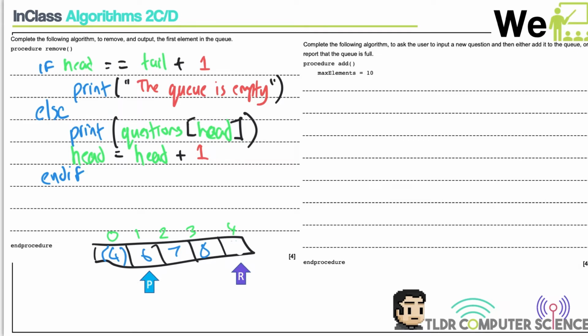All right. Should we go? Oh, we need to ask the user input. So let's break this down a little bit as well. Complete the following. Ask the end user to input a new question. How do you do that? Should we just do that now? Okay, but we need to store it as a variable. Yes.